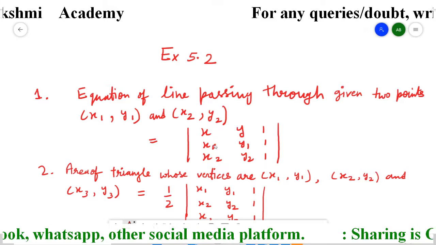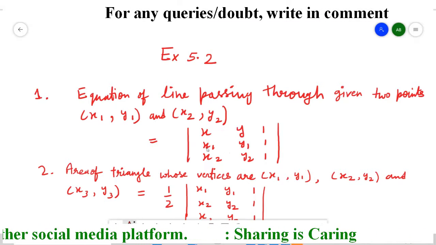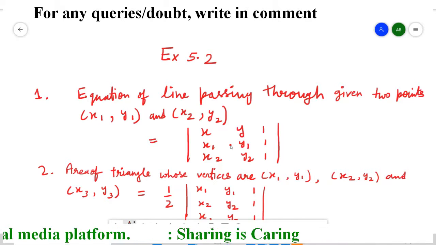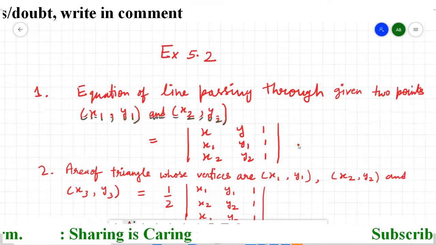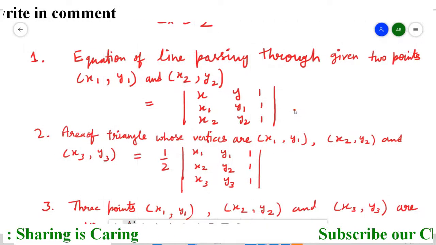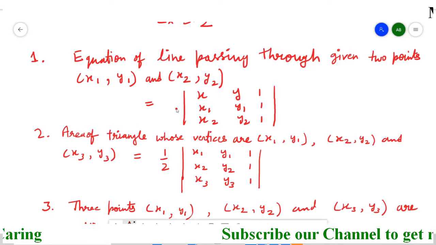Because students, here the variables are x and y, only these two are variables, the others are going to be some numbers. So when we open it, we will get an equation in terms of x and y. That is the equation of the line which is passing through the two given points. So I hope it's clear to you.